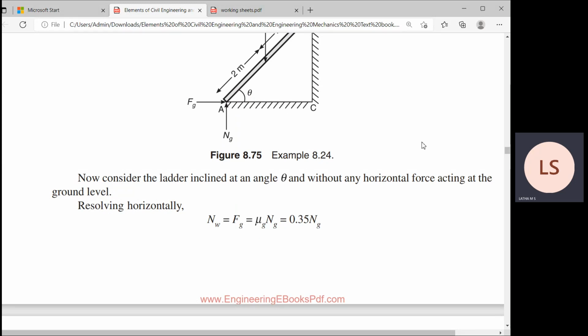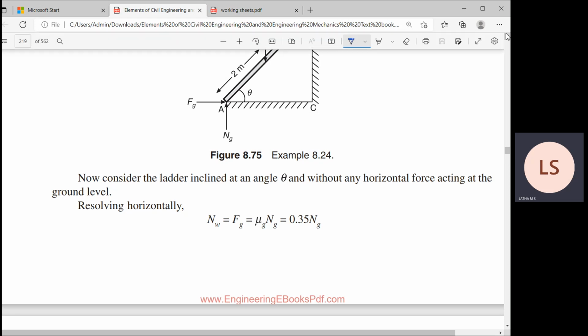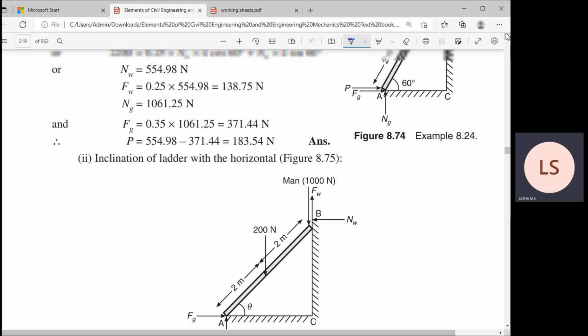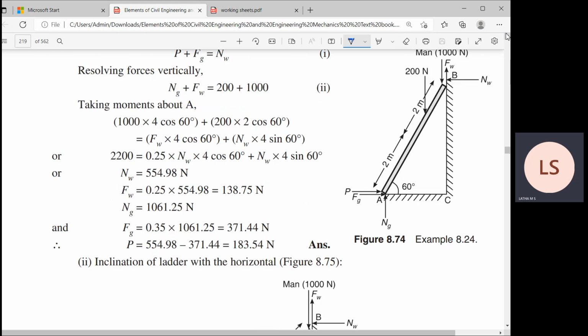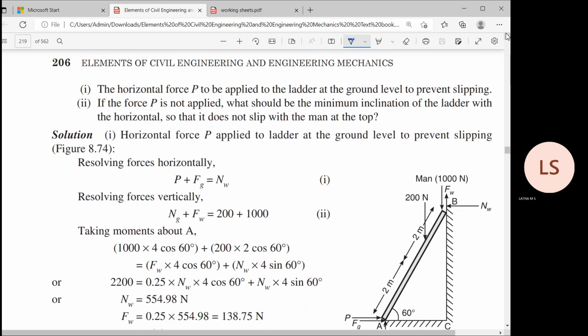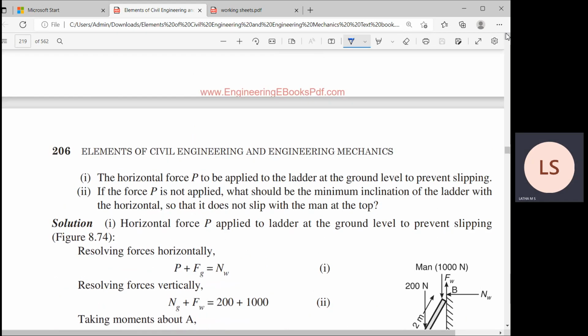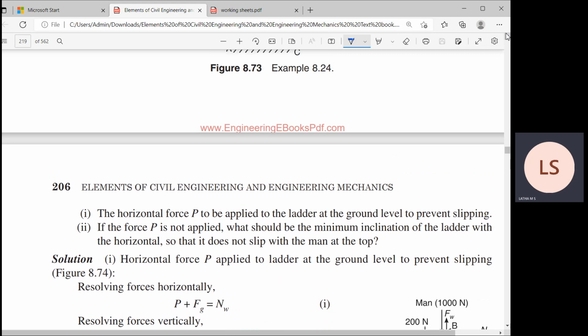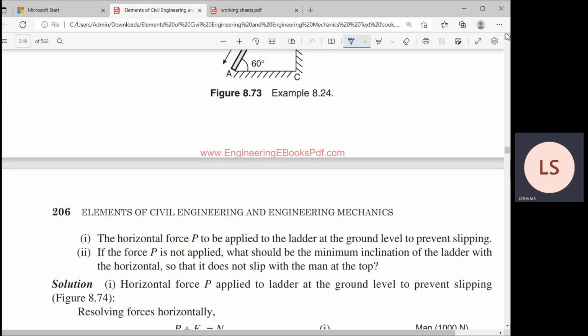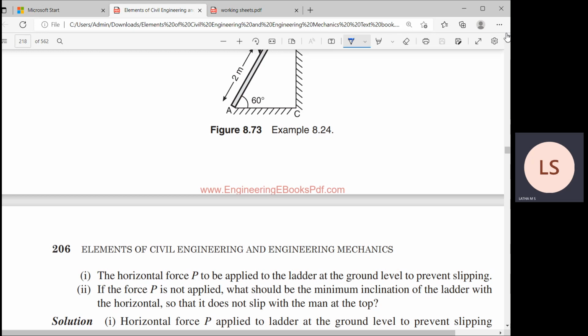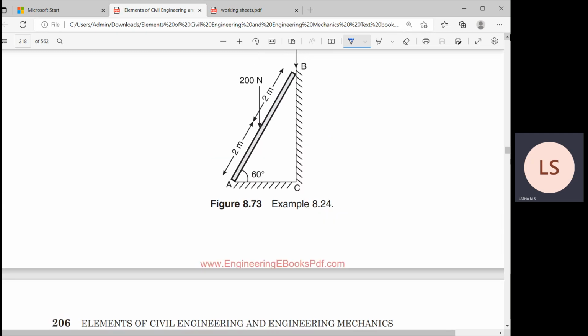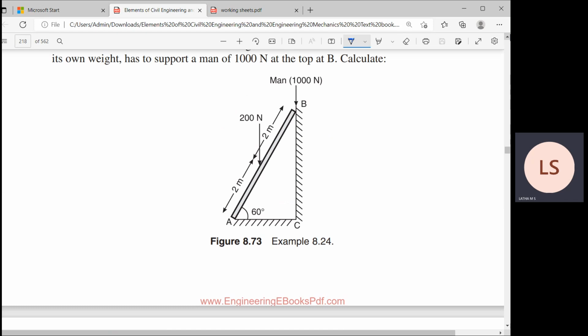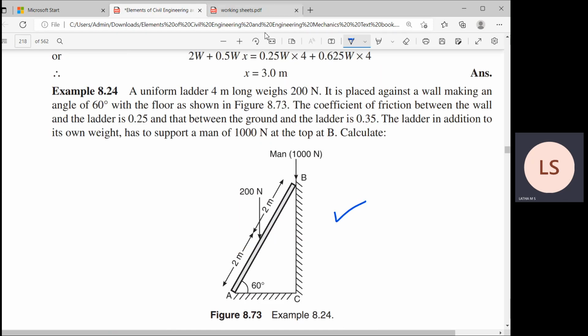We'll continue with the previous problem. We were with the problem on the ladder friction, which was describing two unknowns, that is the horizontal force required to avoid the slip of the ladder. And the second condition is, if I don't apply any horizontal force P, what should be the angle of inclination? So if I recall, this is the problem we discussed in the last section.